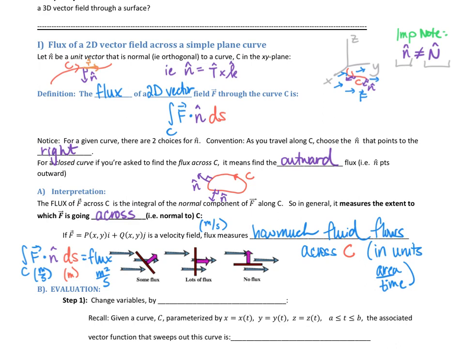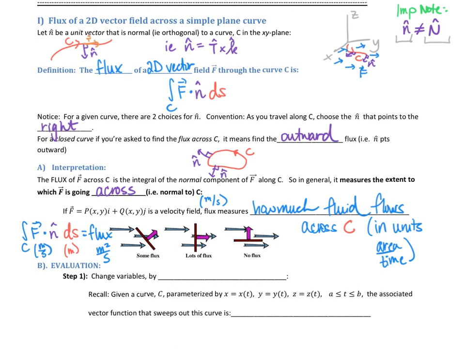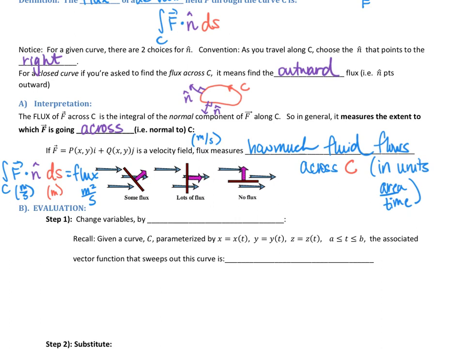Now, in terms of how to actually calculate it, because this is a line integral, we're going to do exactly what we were doing last time when we were finding work or flow, which means we're starting by changing variables, and we're going to parameterize the curve. And then given that parameterization, we can write out the associated position vector. And then we need to find n in terms of our parameterization.